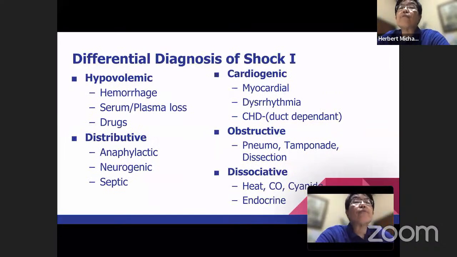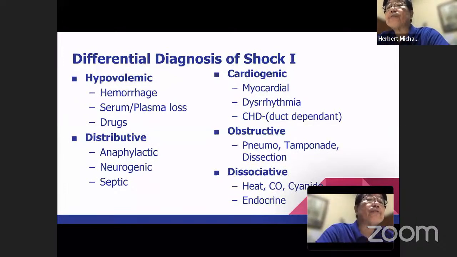So the differential diagnosis that we have to consider whenever we are thinking of shock is the five more common causes of shock. And one is hypovolemia, that is exemplified by hemorrhage, plasma or serum loss, or GI tract loss, or because of excessive use of drugs like furosemide. You may have distributive cause of shock like anaphylaxis, neurogenic, and what we always use, the septic shock.